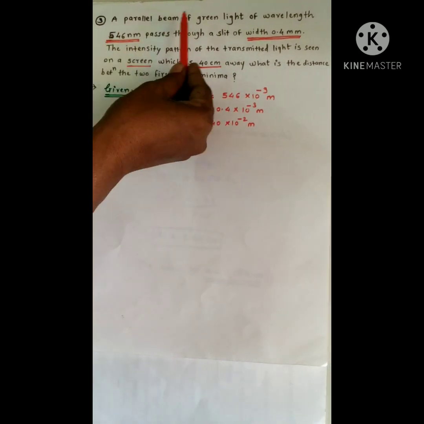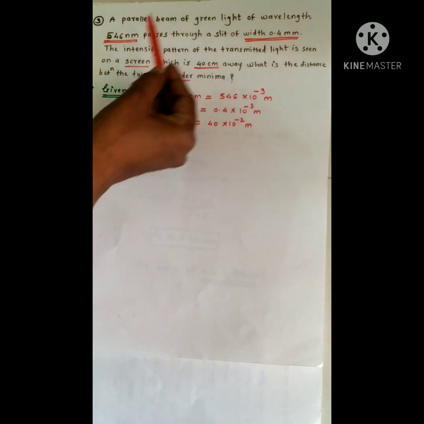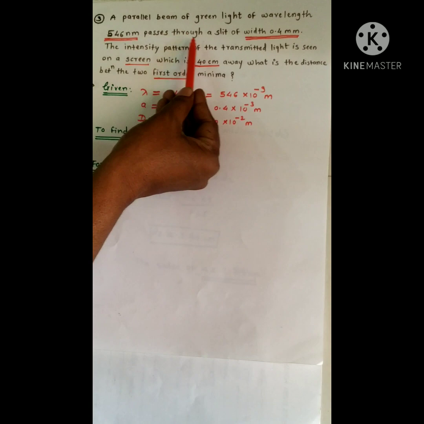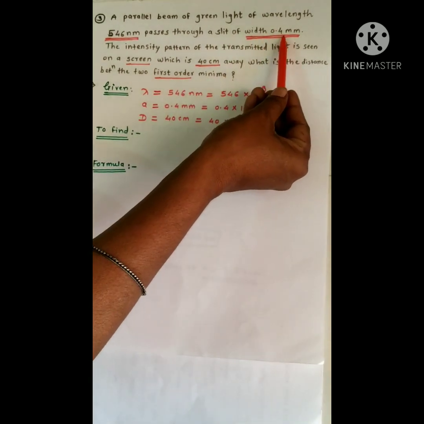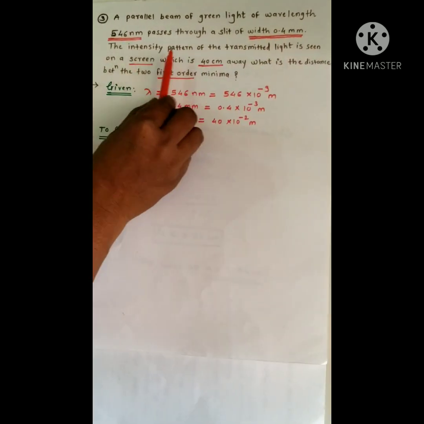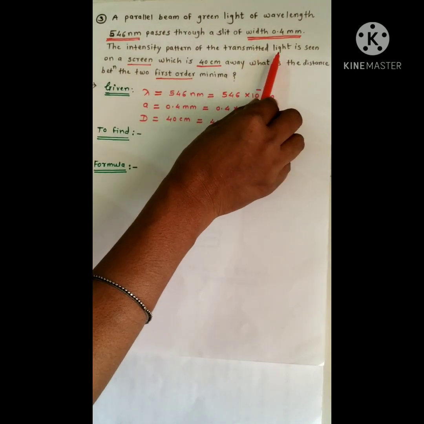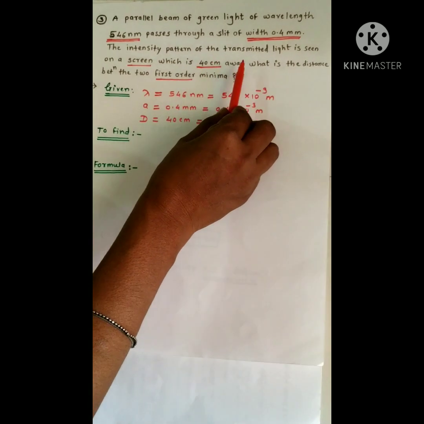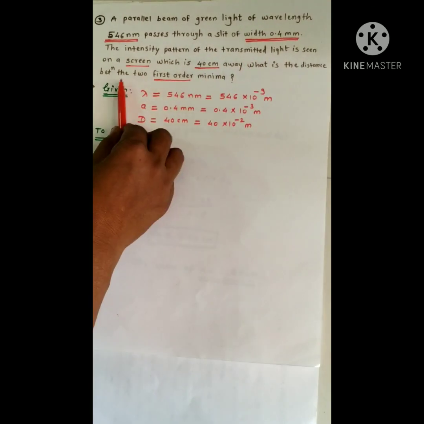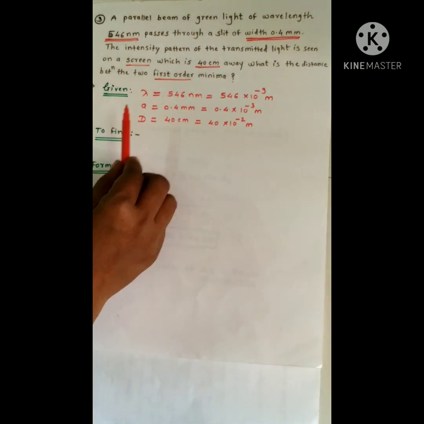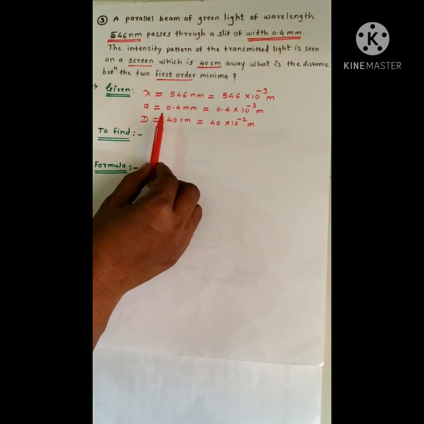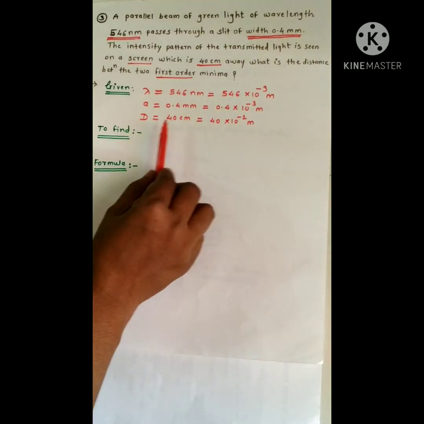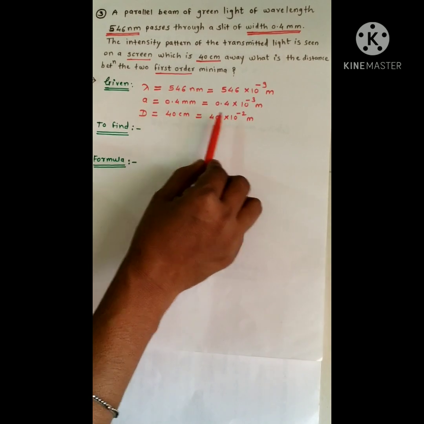A parallel beam of green light of wavelength 546 nm, nm means nanometer, passes through a slit of width 0.4 millimeter. The intensity pattern of the transmitted light is seen on a screen which is 40 centimeter away. What is the distance between two first minima? Now in this problem, what should be given here? The wavelength is given, the slit width is given, and the screen distance is given.